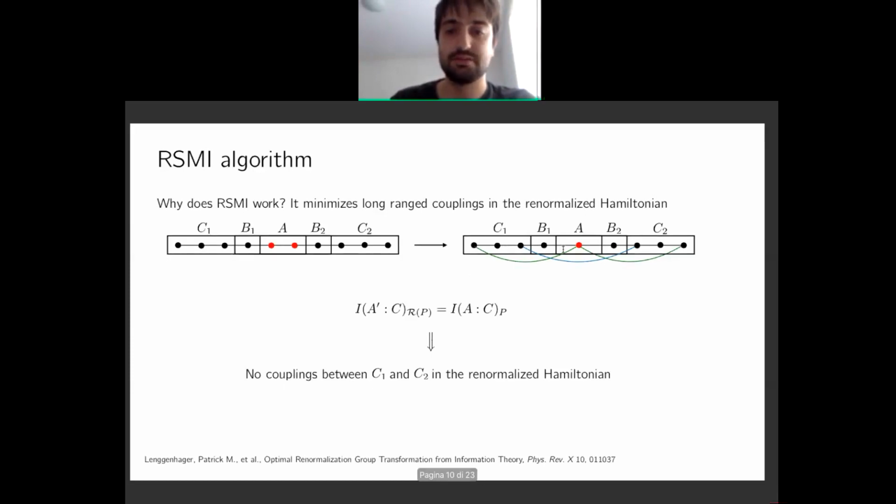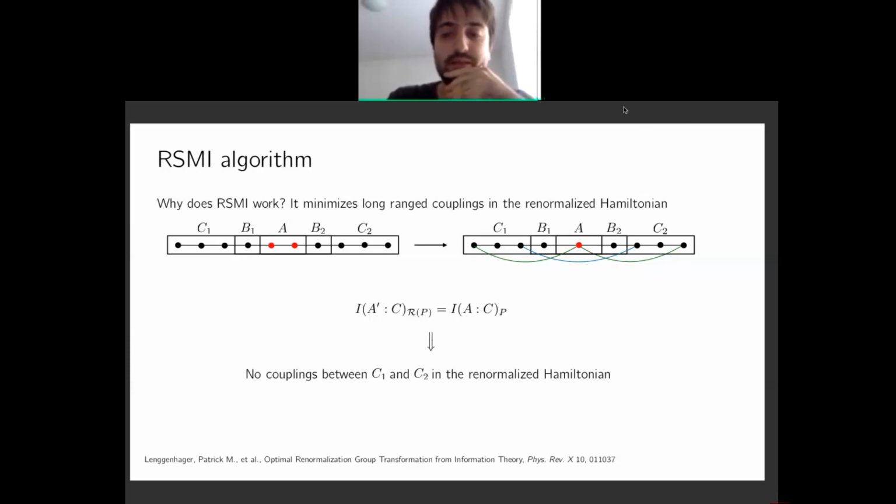And a proposed, at least partial, justification for why this works was given in another paper by Patrick Langenhager and co-authors, where among other results, they show that probably at least a partial reason why RSMI works is that it minimizes the proliferation of couplings in the renormalized Hamiltonian.